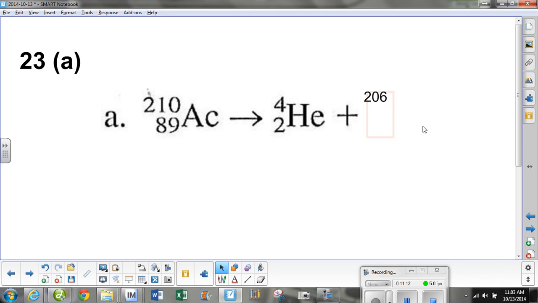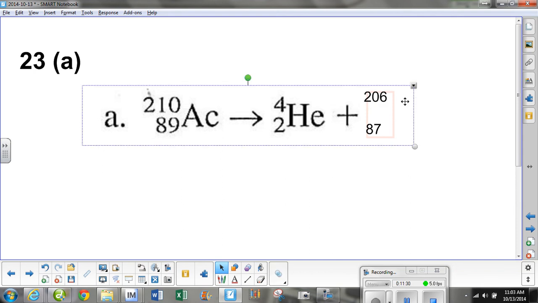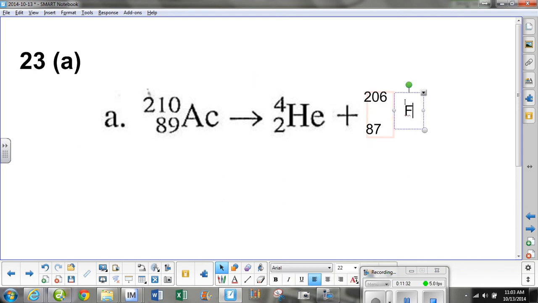87. Good. So we got the 87 on the bottom. And now, for the mystery guest, to figure out who he is, what you want to do is look in the periodic chart, and you see this 87. That's your atomic number. Who is our guy? Francium. Yes. So we're going to put in Fr, and that's how we identify the element that it turns into.